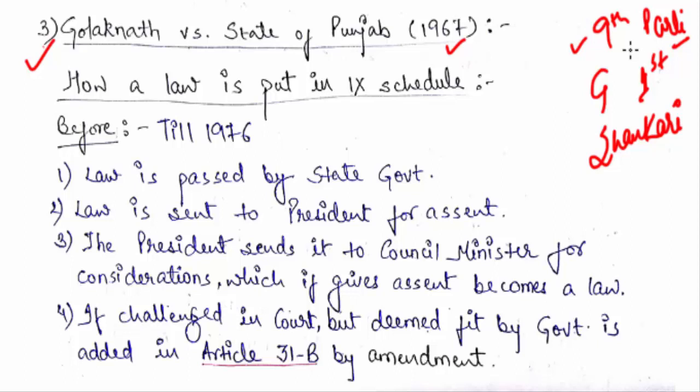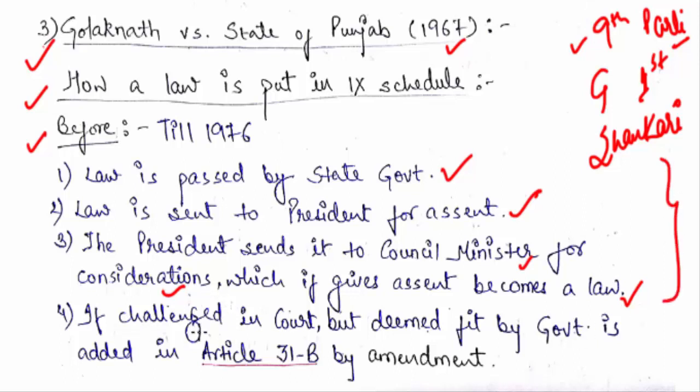So before starting this Golaknath versus State of Punjab case, let's discuss how a state can put a law in the 9th Schedule. There were two scenarios: before 1976, or till 1976 you can say, and after 1976. So what happened before 1976? The law is passed by the state government, because any bill is there in the assembly and it is passed by the state. Then the law is sent to the President for assent, right? This is the second step. Then the President sends it to the Council of Ministers for consideration, which if it gives assent, becomes a law. This is the common procedure, you are aware of this.